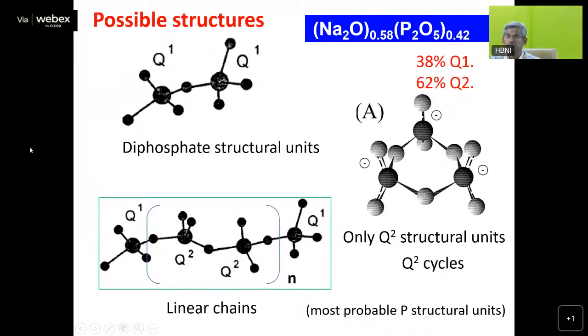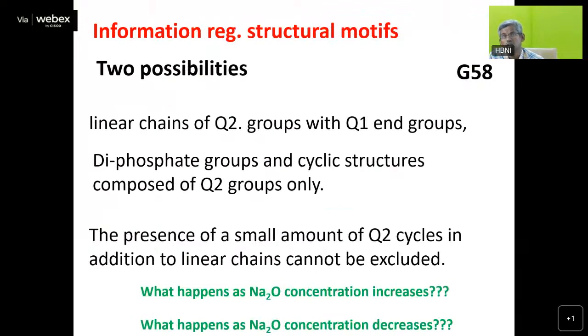But among them, the linear chain is found to have more probability. This also has been supported by many theoretical calculations and ab initio calculations. So information regarding the structural phosphate we can get. That is what the NMR says.